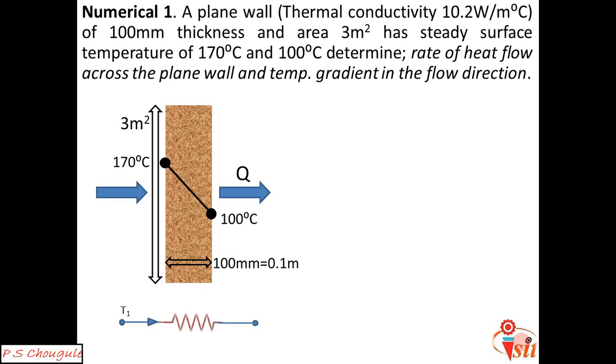Now according to Fourier's law, we can say rate of heat flow Q is equal to minus KA into dT upon dx. Let me remind you what the terms are. Q is the heat flow rate, K is the thermal conductivity, A is the surface area or cross sectional area perpendicular to the direction of heat flow, dT is the temperature difference. We have to take here final minus initial, and dx is the thickness of that slab.